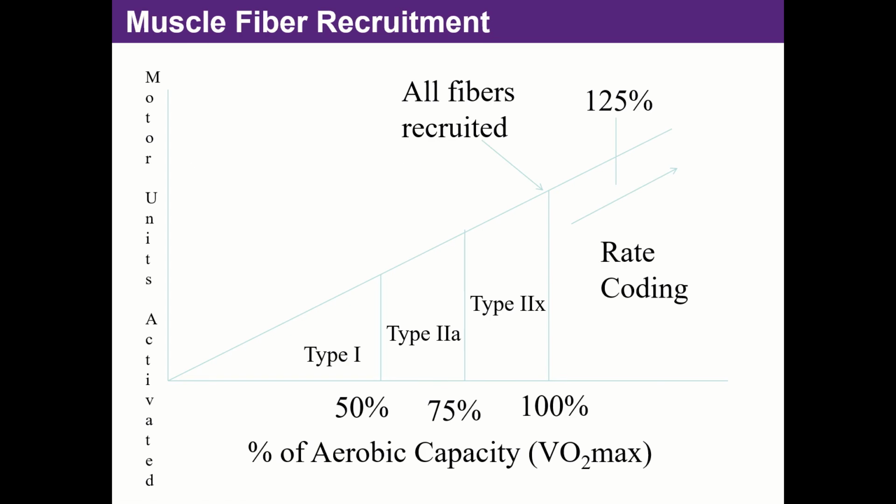So this is a graphic that you saw before in 201 if you already took that class with me. So here's our type 1 muscle fibers, here's our type 2A, here's our type 2Xs. This is labeled as percent of aerobic capacity, so aka your VO2 max. 100% of your VO2 max is roughly your best mile time, the fastest you could run a mile.